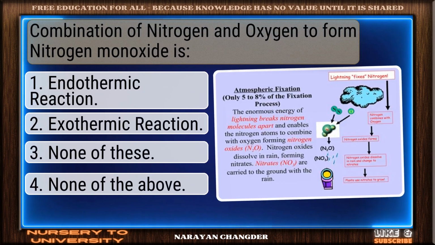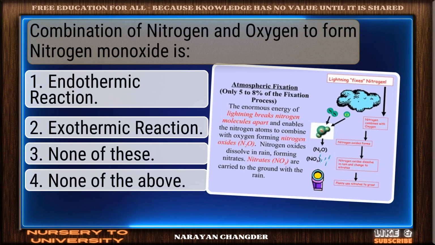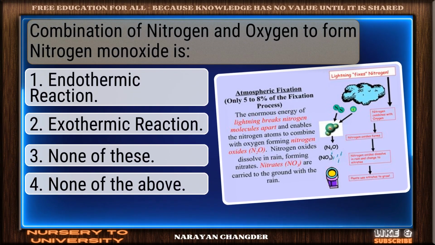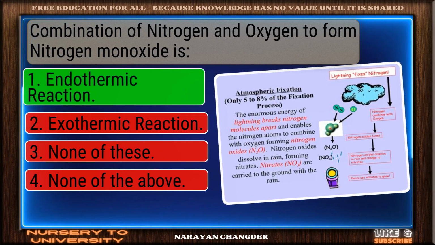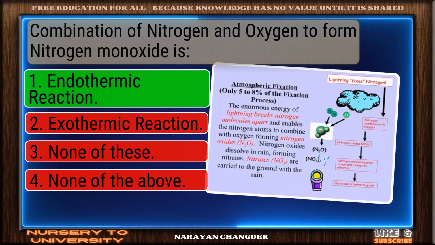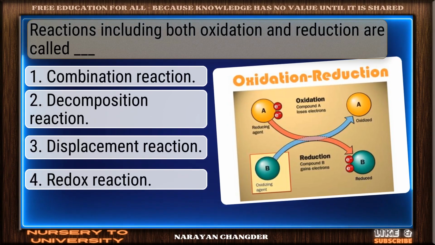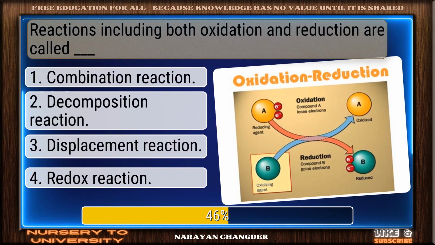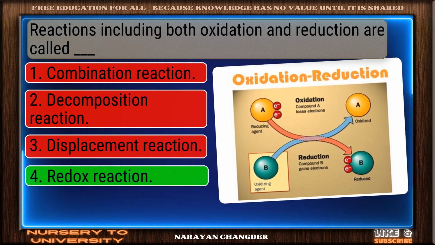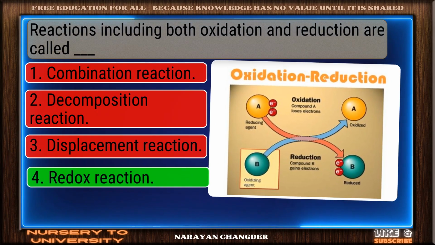Combination of nitrogen and oxygen to form nitrogen monoxide is. You're right. Endothermic reaction is correct. Reactions including both oxidation and reduction are called dash. On track. Redox reaction is correct.